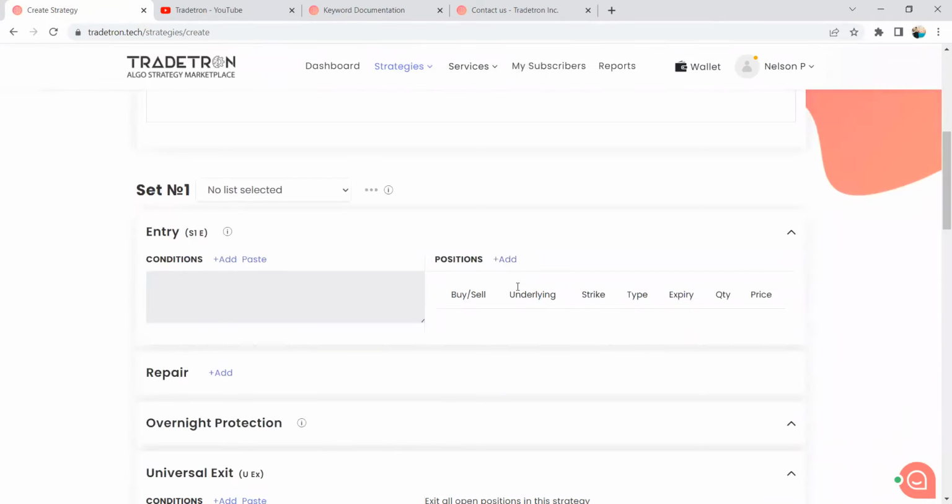So let's start off with the strategy creation part, where we will go to the first set, where the entry in this case will be based on when the current market price is higher than the highest high value of the last, say, 5 trading days. So how to create that entry condition? I will just show that.